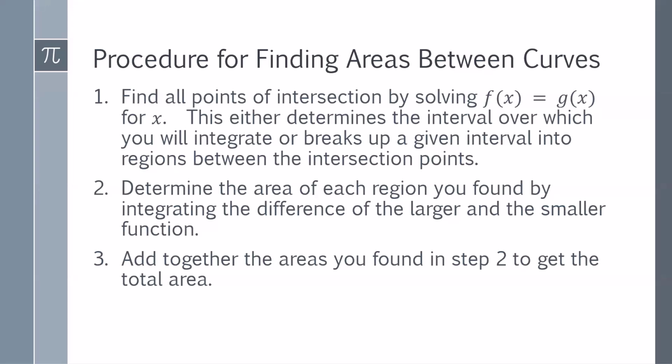Next, we determine the area of each region that you found by integrating the difference of the larger and the smaller two functions. You then add all the areas together that you found in step 2 to get the total area. Of course, if one of those areas is negative, you either made f larger than g when the reverse was true, or you made g bigger than f when the reverse was true.